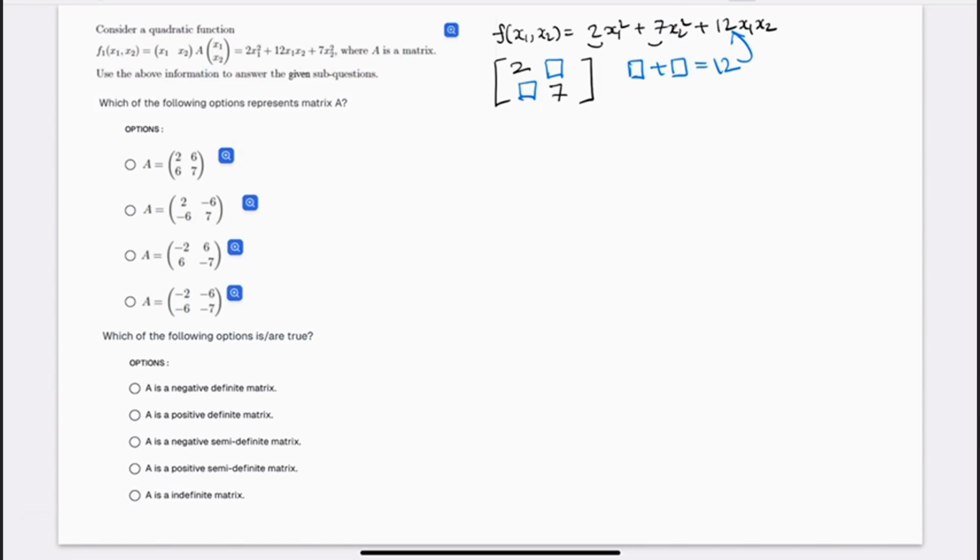So if you look at the options, the first option is satisfied, the second is not, the third is not, and the fourth is also not satisfied, right? So this is the correct answer.